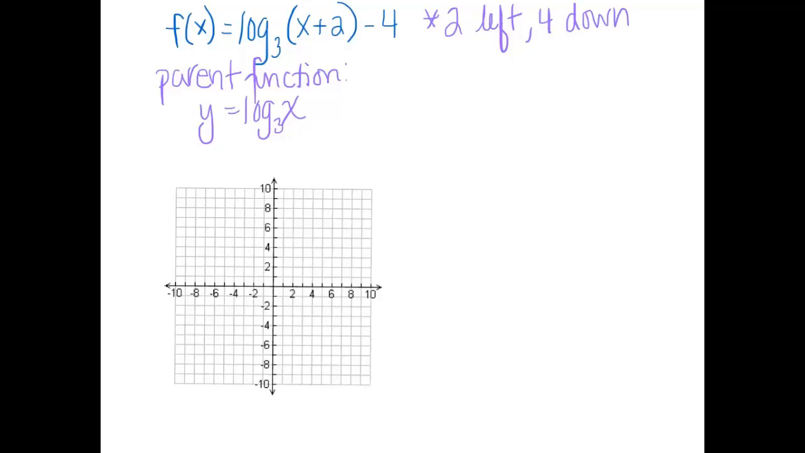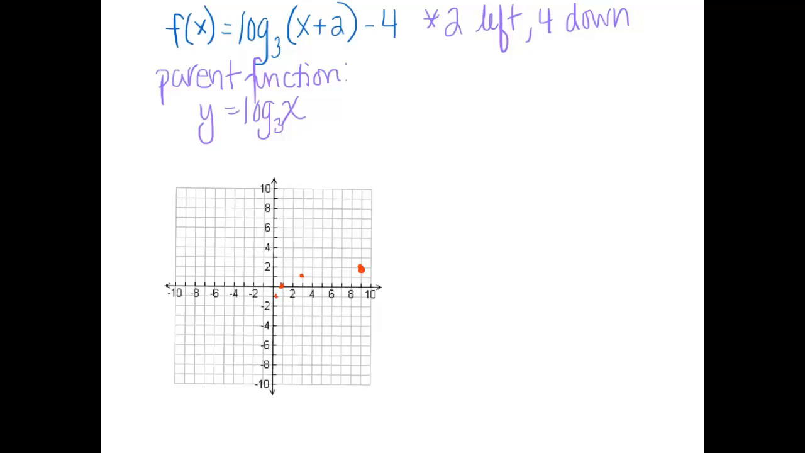So my strategy here is going to be graph the parent function and then just shift it 2 units left and 4 units down. Let's see how fast I can graph log base 3 of x. I know log base 3 of 1 is 0, so I have the point (1, 0). I know log base 3 of 3 is 1. I know log base 3 of 9 is 2. And I know log base 3 of a third is negative 1. I like getting one of those negative points in there.